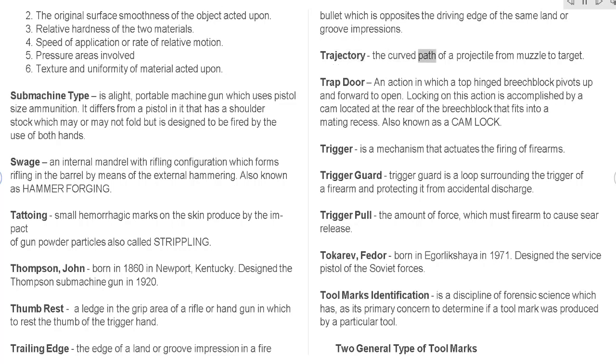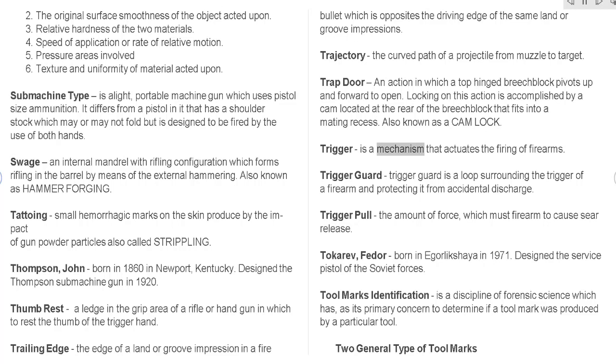Trajectory: the curved path of a projectile from muzzle to target. Trap door: an action in which a top-hinged breech block pivots up and forward to open. Locking on this action is accomplished by a cam located at the rear of the breech block that fits into a mating recess, also known as a cam lock.